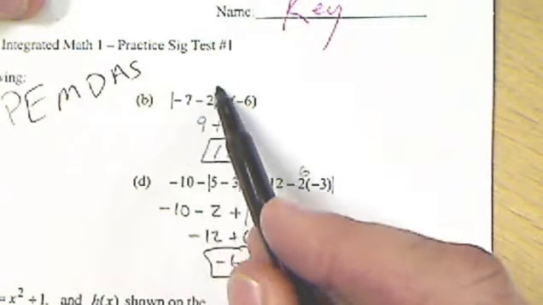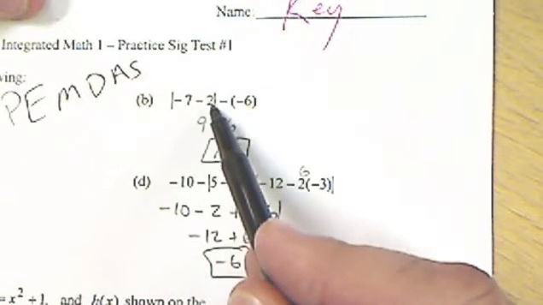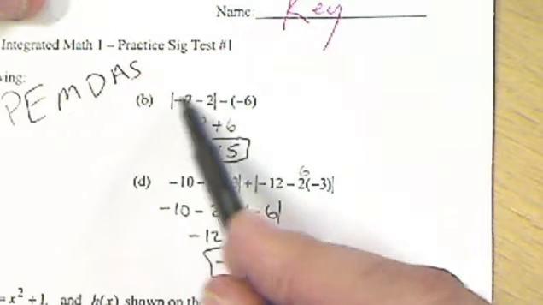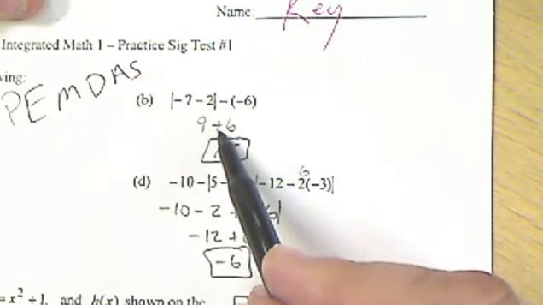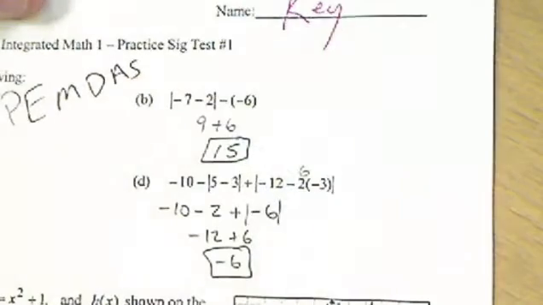You have to do what's inside the parentheses first. So it's negative 7 minus 2. So that gives you negative 9. The absolute value of that gives you positive 9. Minus a negative means you're adding. That's how I got 15.